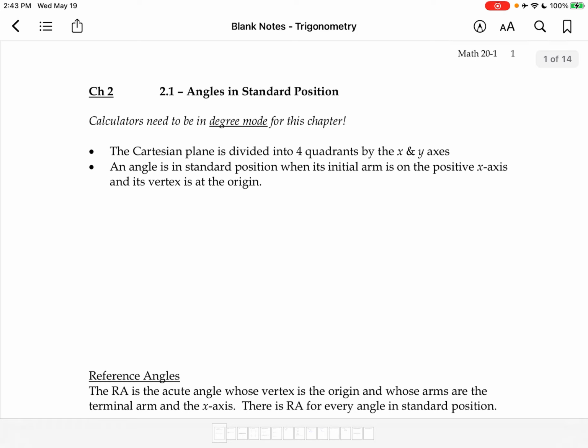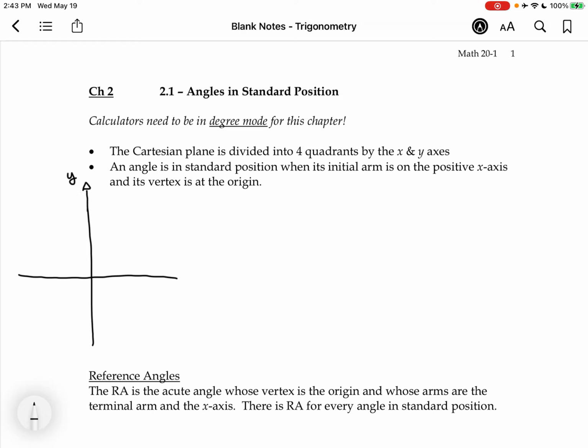Today we're going to look at something called angles in standard position. What we're going to try and do in the first part of trigonometry in this course is look at how we apply trigonometry to all types of angles in the Cartesian plane, right? The Cartesian plane is essentially the x-axis and the y-axis, and it is divided into 4 quadrants. I'm sure many of you have heard of these quadrants before.